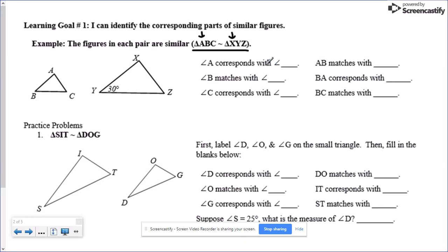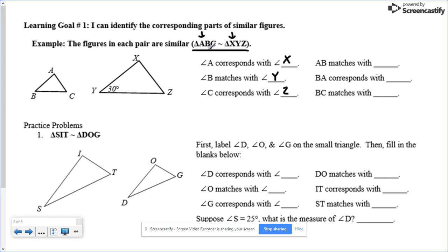So it says angle A corresponds with angle X. So I'm looking all up here. I'm not really looking at my picture when I do this because I think it's more accurate to look at this part right here. Angle B is in the same spot as angle Y, and angle C is in the same spot as angle Z. So those are the angles. That just means A and X equal each other, B and Y equal each other, and C and Z equal each other. So then it says AB, this is talking about a side length or a segment.